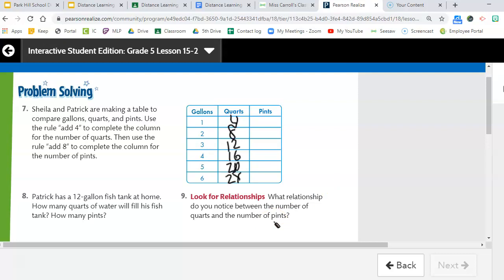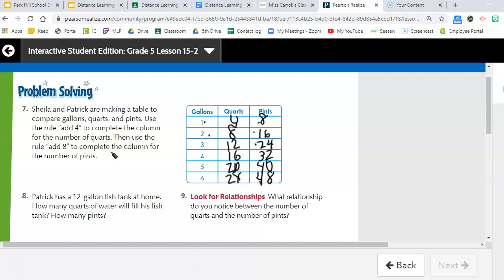Okay, so with quarts, I'm going to start with 4, and then I'm going to add 4 each time. 8, 12, 16, 20, 24. So I'm just counting by fours. And then it says for the pints, use the rule add 8 to complete the column. So I'm going to start with 8, 16, 24, 32, 40, and 48. So I'm just counting by 8s. You can also see like 1 times 4 is 4, 2 times 4 is 8, 3 times 4 is 12, or 1 times 8 is 8, 2 times 8 is 16, 3 times 8 is 24.